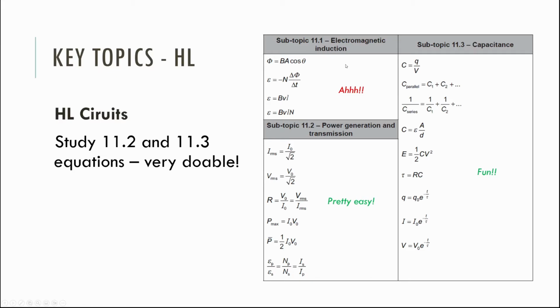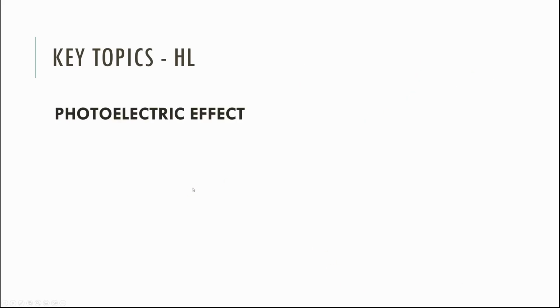11.1, electromagnetic induction, is the double black diamond of IB physics. So stay away from this unless you're really, really training hard at everything else. There are very few equations here and they look very simple, but this is definitely the hardest stuff in this topic and maybe the whole curriculum. So don't spend a lot of time here. Spend your time where you can get some points, on 11.2 and 11.3.